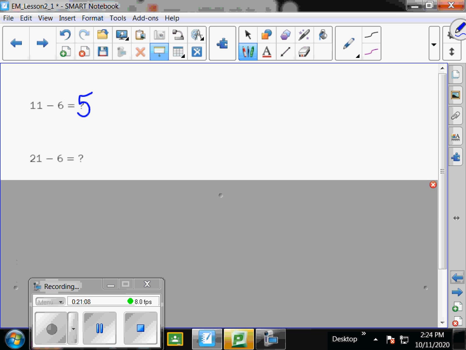Let's look at the difference now to this next problem. All right, what do you notice about this next problem? You notice that it goes from having 1 ten to 2 tens. The rest of it is the same. So with this problem, I'm starting out with an extra 10. So add an extra 10 onto your answer, and you'll get 15.